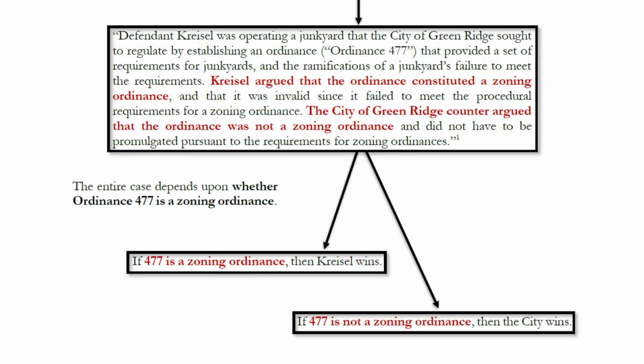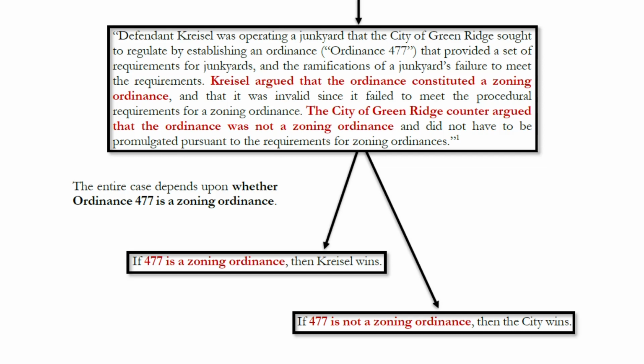In order to reinforce the difference between these argument forms, I want to take a look at a real example that comes from a court case entitled City of Green Ridge v. Kreisel. Kreisel operated a junkyard in Green Ridge, Missouri. The city of Green Ridge wanted to regulate that junkyard under an ordinance called Ordinance 477.